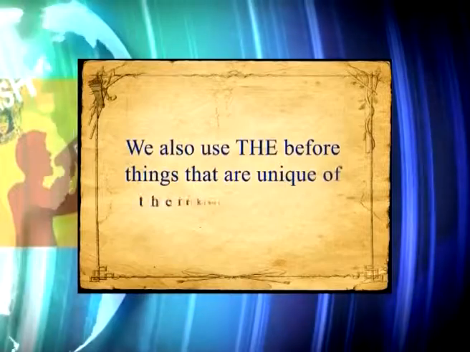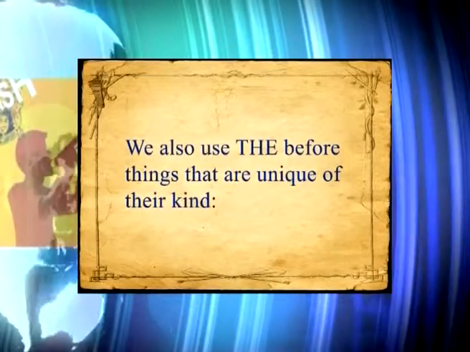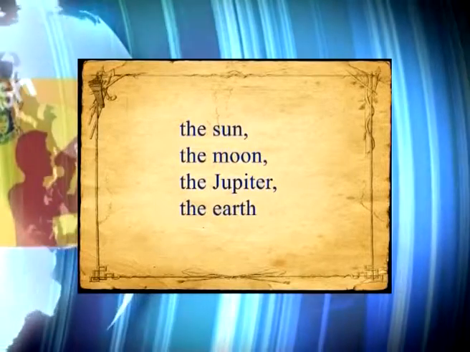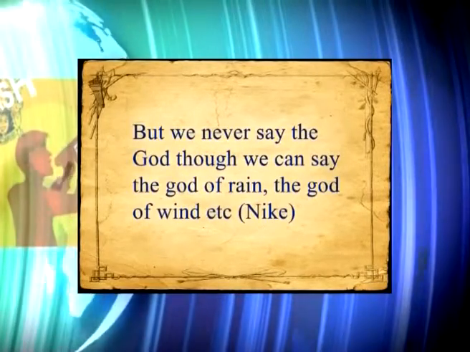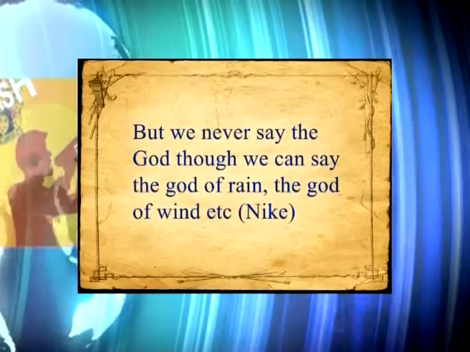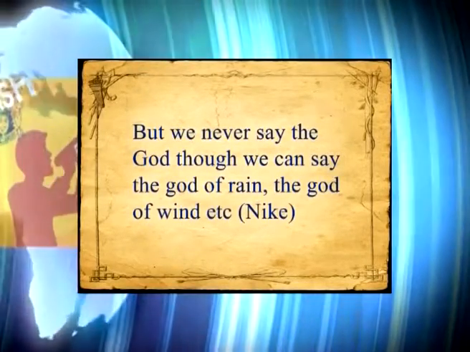Then we'll move to the next point. We also use the before things that are unique of their kind. For example, the sun, the moon, the Jupiter, the earth, etc. But we never say the God. Though we can say the God of rain, but that god would be small g.